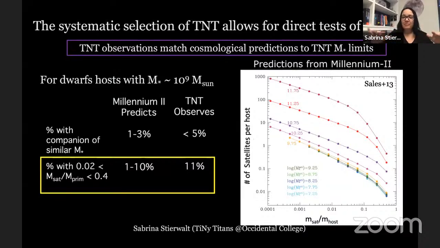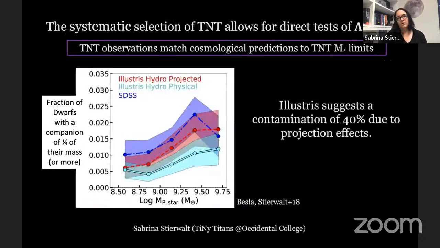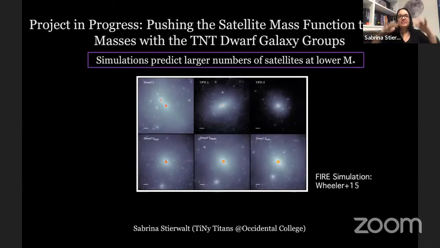But we're only really skimming the surface here because Tiny Titans doesn't go nearly as deep as simulations can in terms of stellar mass, right? Tiny Titans is based on Sloan, and Sloan can only go so far, especially since we require that our dwarfs have spectroscopy in order to find them to begin with. We're only going down to the most massive range of dwarf galaxies. So we're only skimming the surface of stellar mass, and simulations actually predict that if we could go down a little bit lower in stellar mass, we should actually find a lot more companions.